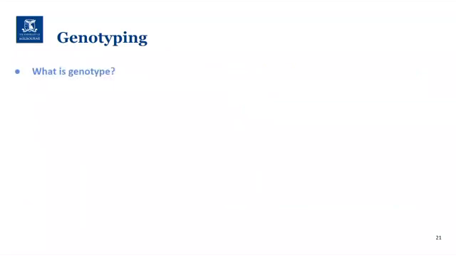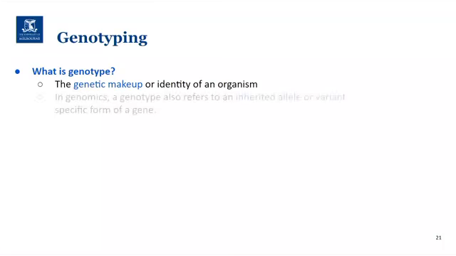So first of all, what's a genotype? What's a phenotype? And what's a genotype? Anyone? So basically, genotype is our genetic content. It's our identity. And in genomics, a genotype can also refer to an inherited allele or variant for a specific form of a gene.